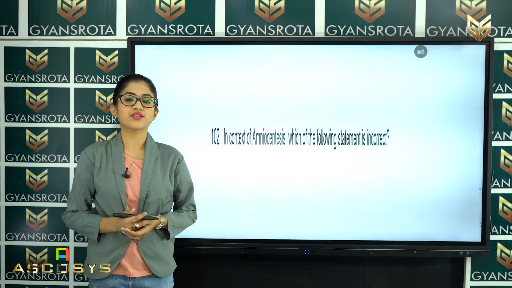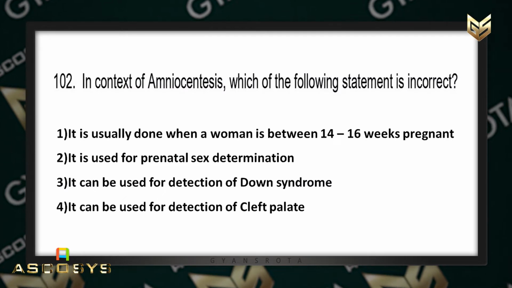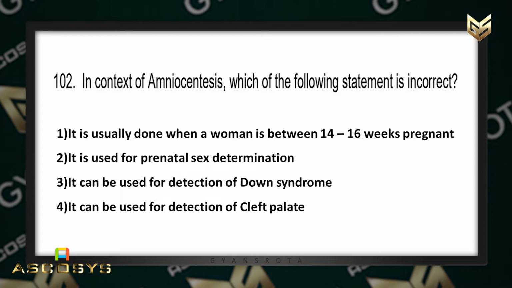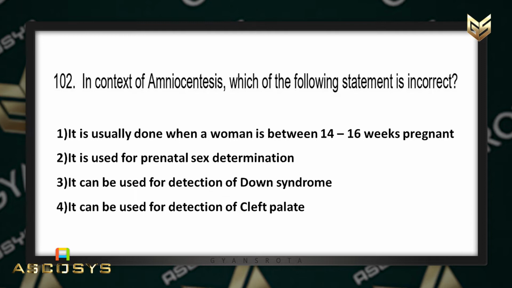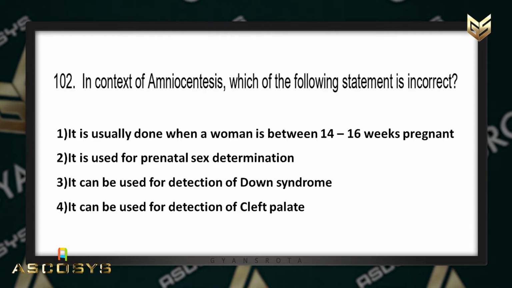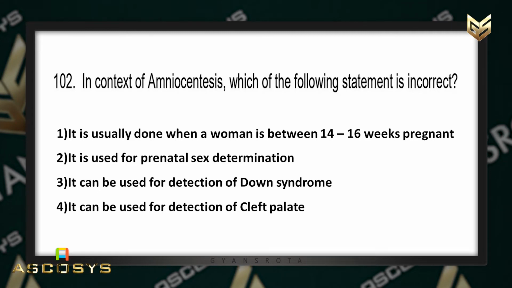So the next question is question number 102. So in the context of amniocentesis, which of the following statements is incorrect? So there are 4 options given. Option number 1 is it is usually done when a woman is between 14 to 16 weeks pregnant. Then option number 2 is it is used for prenatal sex determination. Option number 3 is it can be used for detection of Down syndrome. Option number 4 is it can be used for detection of cleft palate.